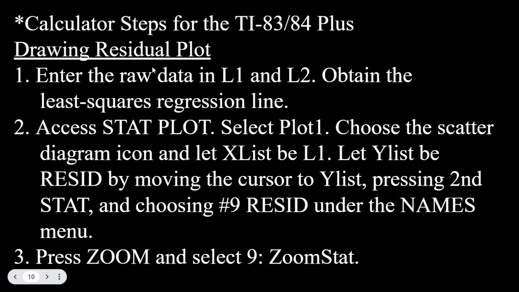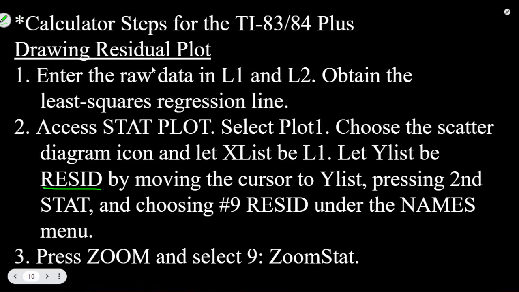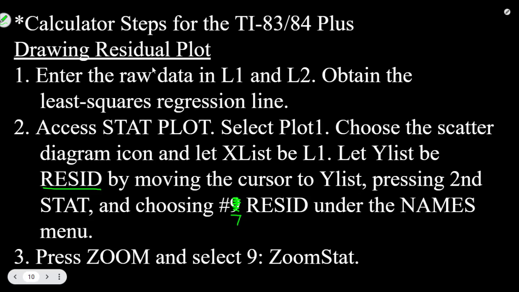Let the Y list be this label right here, residual. We're going to find that residual by moving the cursor to Y list and then pressing second, stat, and then choosing number 9. We found out on our calculators it's actually not number 9. I believe it's number 7. So we're going to choose number 7, the residual, under the names menu. On your calculator, it might be number 8. It just depends on the model. Then step 3 is press zoom and select number 9 for zoom stat, and that will show us the residual plot.